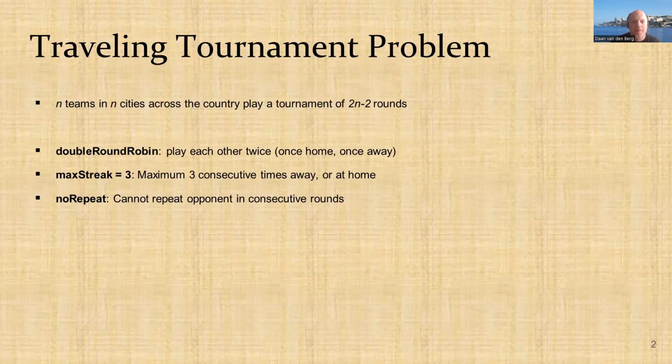Okay, so this video is going to be about the traveling tournament problem, which pertains N teams in N cities across a country playing a tournament of 2N-2 rounds. And there's three constraints. One of them is double round robin violation. That's that each team plays each other team twice, once at home, once away. There's max streak of 3, at most 3 consecutive games away or 3 consecutive games at home. And there is a no repeat constraint, and that says, like, if you play team A in round N, then you cannot play it in N+1 again.